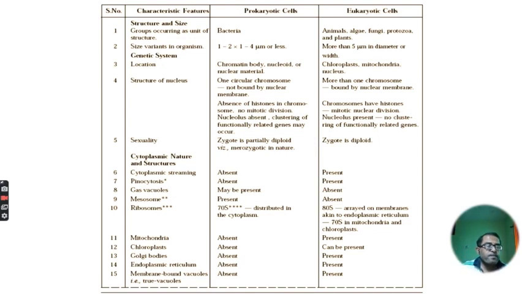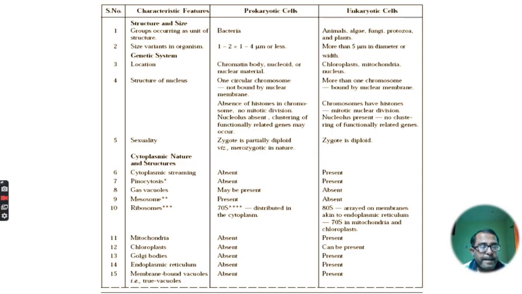Now, when we observe the cytoplasm of this eukaryotic cell as well as the prokaryotic cells, you are able to clearly differentiate that in case of eukaryotic cells, different membrane bound organelles are there. Now, in case of prokaryotic cells, cytoplasmic streaming is absent while it is present in eukaryotic cell. Pinocytosis is absent in prokaryotic cell, but it is present in eukaryotic cell.